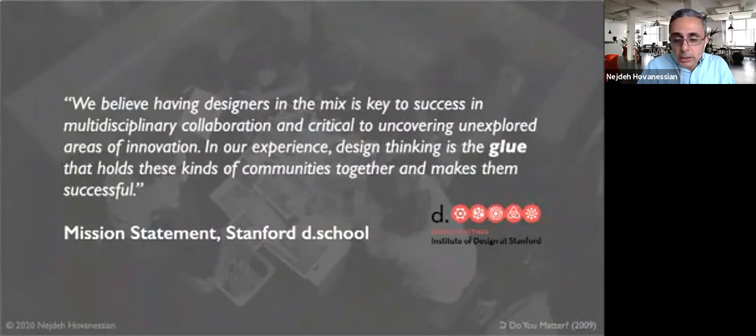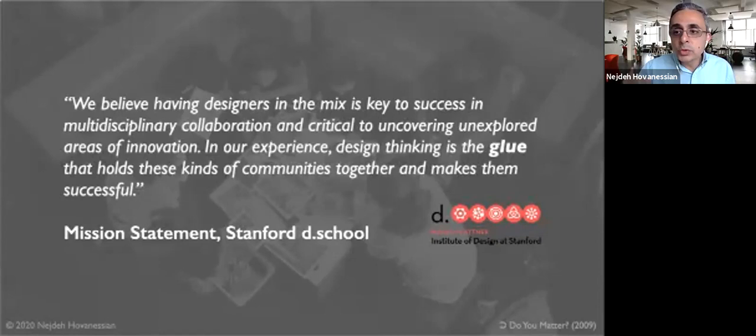And as you see here, in the definition of this school, in parentheses, let me introduce you to the idea of this school. This school, which is located in Stanford University, is the only design school in the world which is not educating designers. This school's activity is just focused on teaching design thinking to non-design professionals.